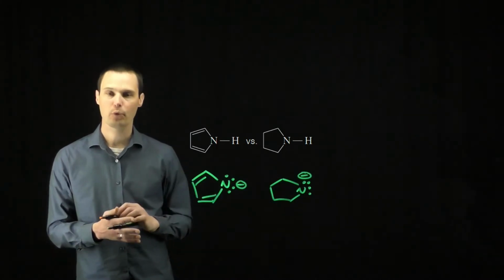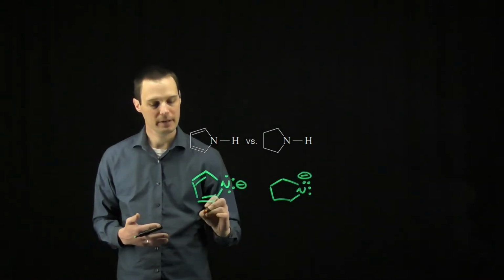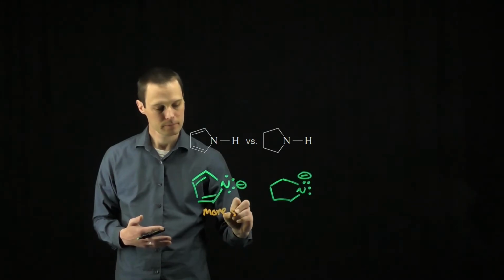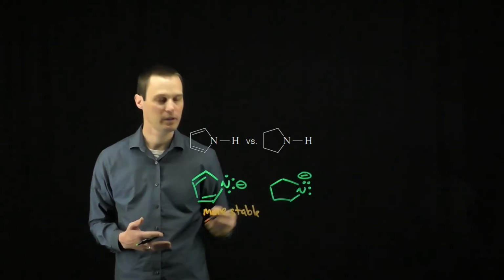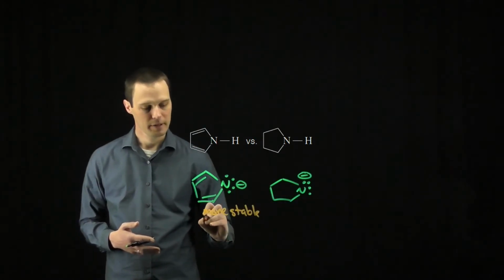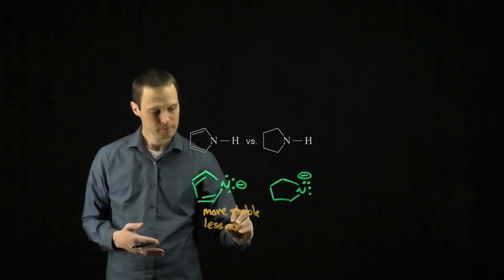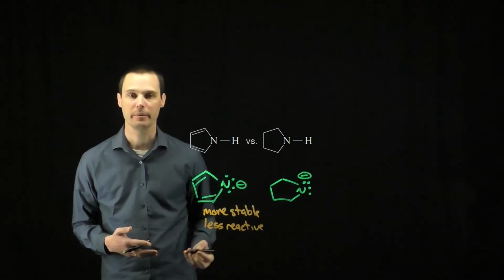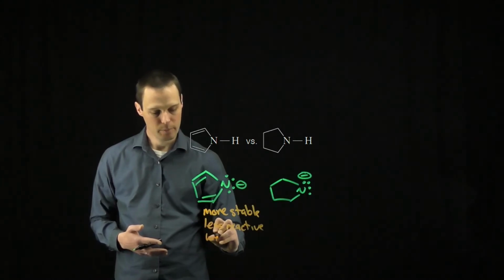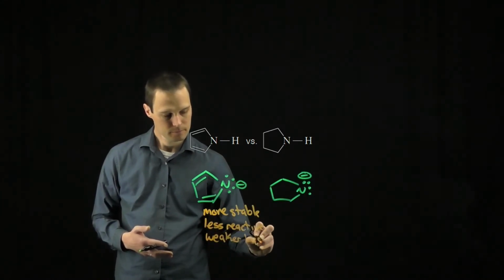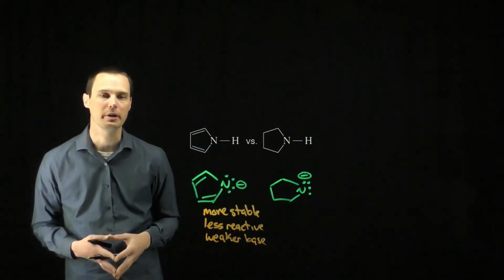If the conjugate base of pyrrole can be stabilized by resonance, that makes this more stable compared to the conjugate base of pyrrolidine. That makes it less reactive compared to the conjugate base of pyrrolidine. And that makes it a weaker base compared to the conjugate base of pyrrolidine.